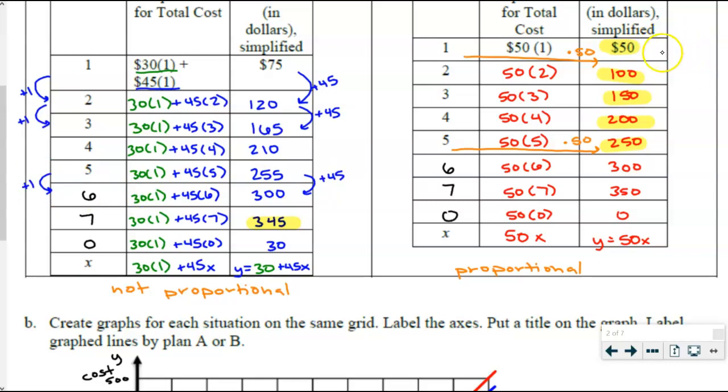Compare that over here. How does that 50 change to 100? Don't think multiplication this time because we're going down the table. How does that 50 change to 100? We add 50. Why did we add 50? Because we added an extra hour of rental time.